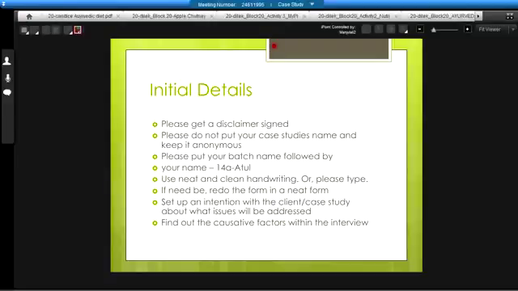And neat handwriting, of course. We'll look at some forms coming up, and if you want, you can tailor them the way you would like to present them. And set up an intention with the client about what issues will be addressed.